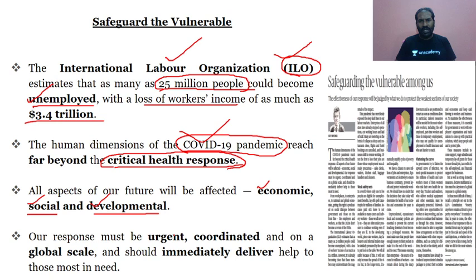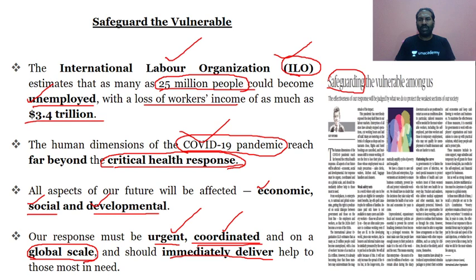And our response, what the ILO says, has to be very, very urgent and coordinated. Not just urgent and haphazard, with every individual going ahead with their own urgent response, but a coordinated effort, and that urgency and coordinated effort should be on a global scale. The ILO says very clearly that the response must be coordinated and urgent on a global scale, which is what the entire world is wanting at this moment, and it should be delivered immediately, so that the vulnerable are getting what they need. So it has to be urgent and coordinated, and it has to be on a global scale. Only then would we be safeguarding.